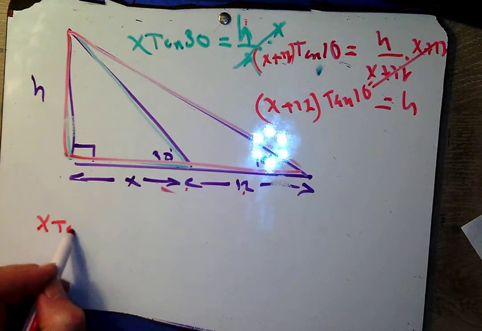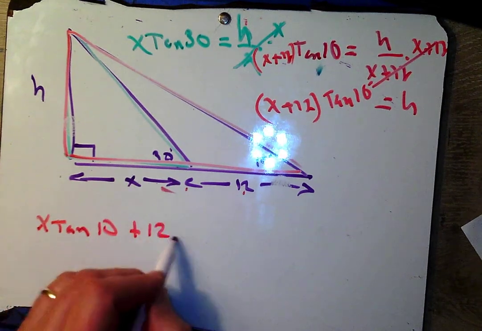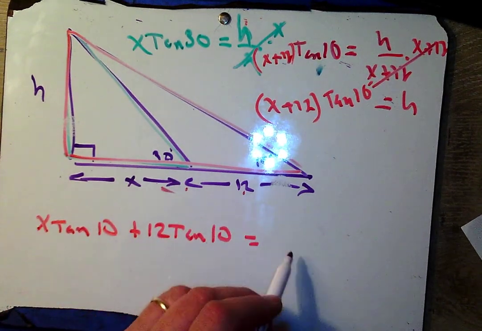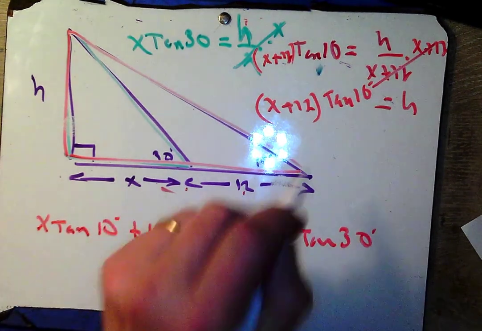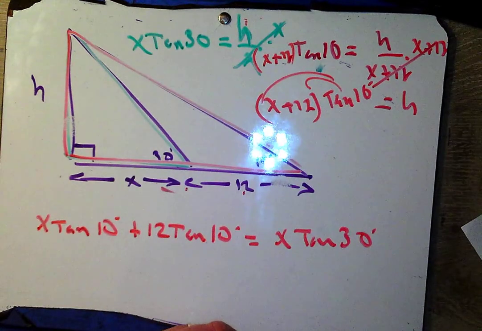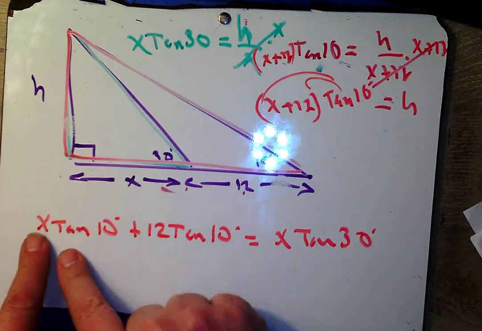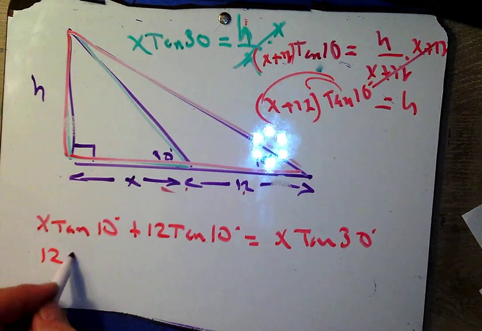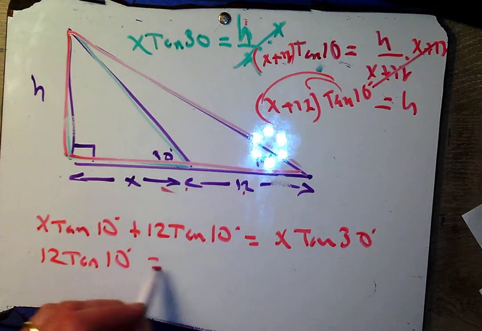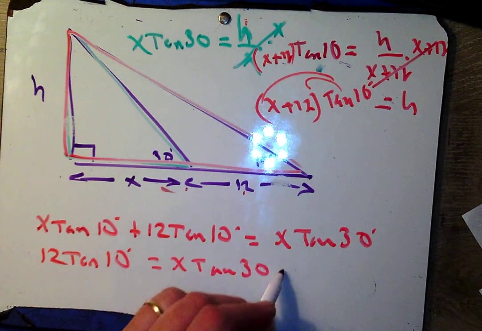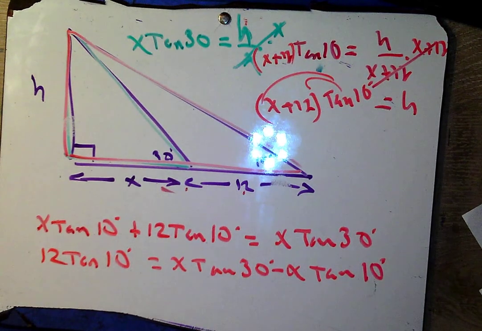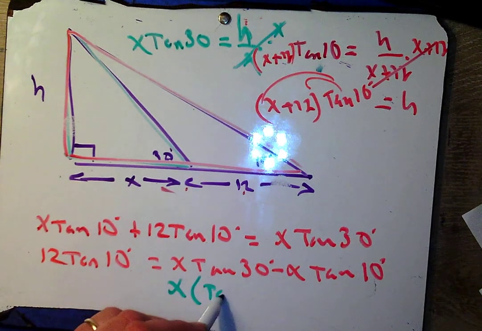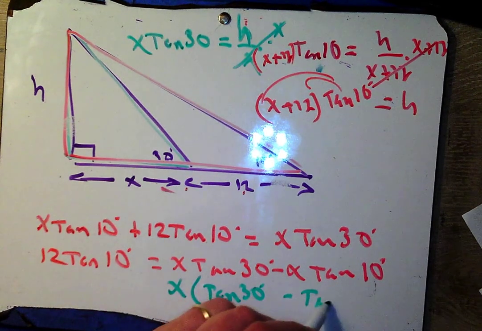I'll have x tan 10 plus 12 tan 10 equals x tan 30. Oh, what did I do here? I distributed the tan 10 to each of these. Okay. We've got x's on both sides, so I think I'm going to move these over here. That'll give me 12 tan 10 equals x tan 30 minus x tan 10. Well, I see I can factor out an x from each of those, leaving me tan 30 minus tan 10.